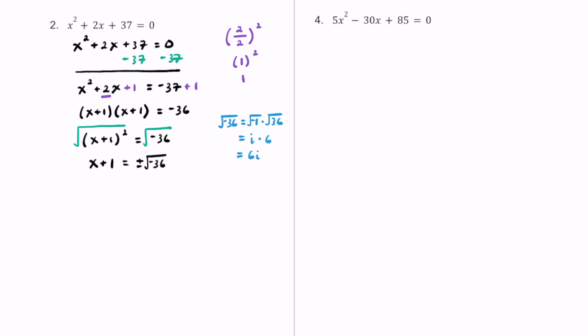So going back to our equation, we can say this is x plus 1 is equal to plus or minus 6i. And then taking away 1 from both sides of the equation, we're just going to have at the very end here that x is equal to negative 1 plus or minus 6i. Those would be our two solutions here.